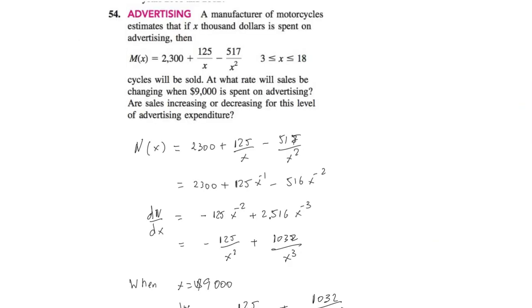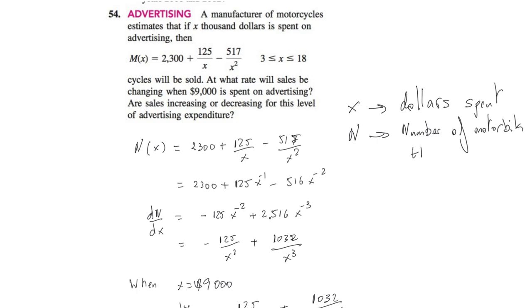Now let's do problem 54, advertising. So you have a model of the number N of motorbikes that you can sell when you spend X dollars. So X refers to the dollars spent in advertising, and N is the number of motorbikes sold, the number of motorbikes that are being sold.